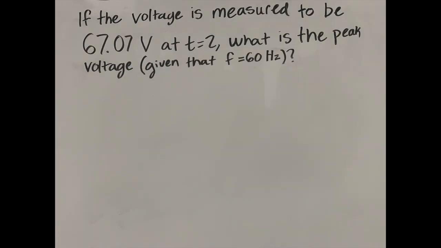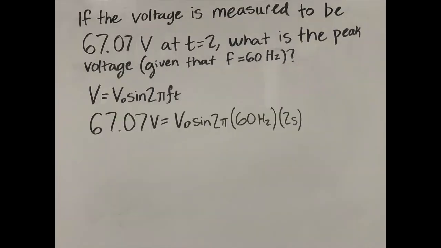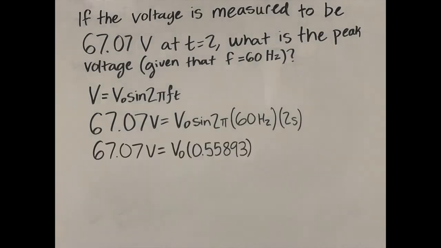To start off, we'll use our equation V equals V naught sine 2 pi ft. Once we add in our values, we simplify it to 67.07 volts equals V naught times sine of 2 pi times 60 hertz times 2 seconds. If we simplify that equation further, we get 67.07 volts equals V naught times 0.55893. Solving for V naught, we end up with 120 volts.